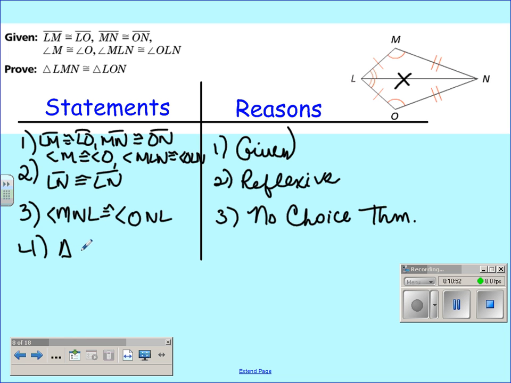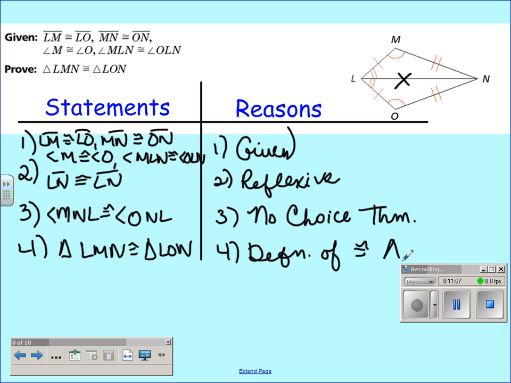And then finally, now we can say the triangles are congruent because all 6 pieces are congruent. 3 pairs of congruent sides and 3 pairs of congruent angles. So this would just be the definition of congruent triangles. So there's an example of a proof.